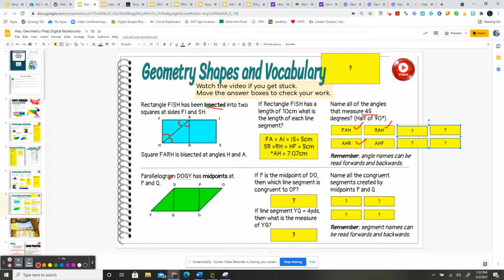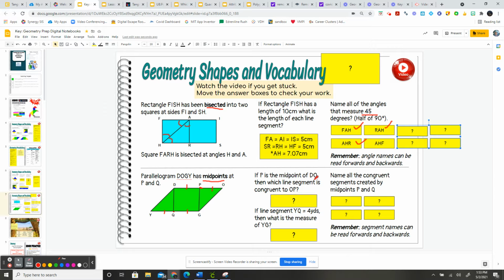If we come down here to the parallelogram, DOGY, it has midpoints at P and Q. So if P is a midpoint, that means DP is congruent to PO. And if Q is a midpoint, then YQ is congruent to GQ. That's definition of a midpoint. So bisect means we slice it in half like a knife, and midpoint means we kind of fold it in half and we have a middle point that's exactly halfway between the two ends.